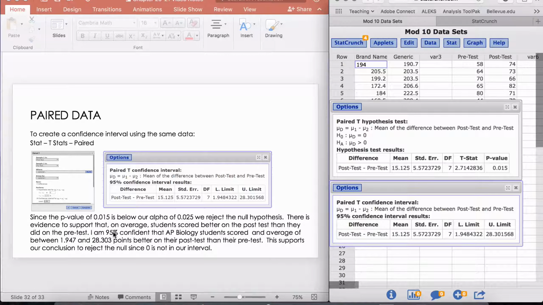I'm 95% confident that the students scored an average of between 1.947 and 28.3 points better on their post-test than their pre-test, which is amazing. And again, this supports our conclusion since 0 is not in our interval.